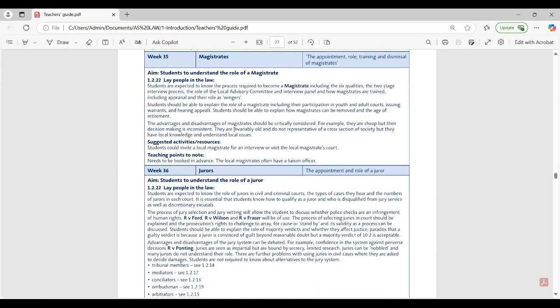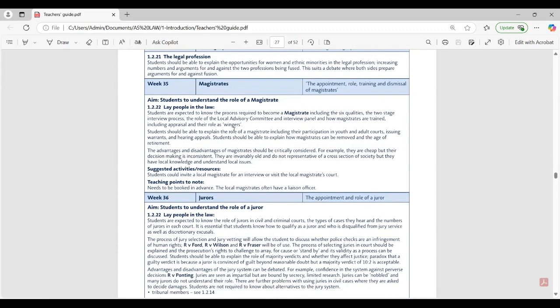And next we have lay people in law. So lay people refers to people who are not experts in law, but they are just ordinary people who are used in the English legal system for the roles of magistrates and jurors. So you have to learn the role of the magistrates as well as jurors in a jury panel in the Crown Court.